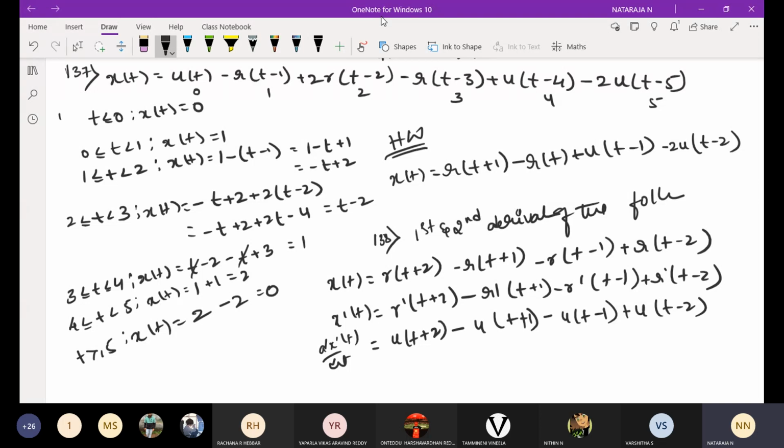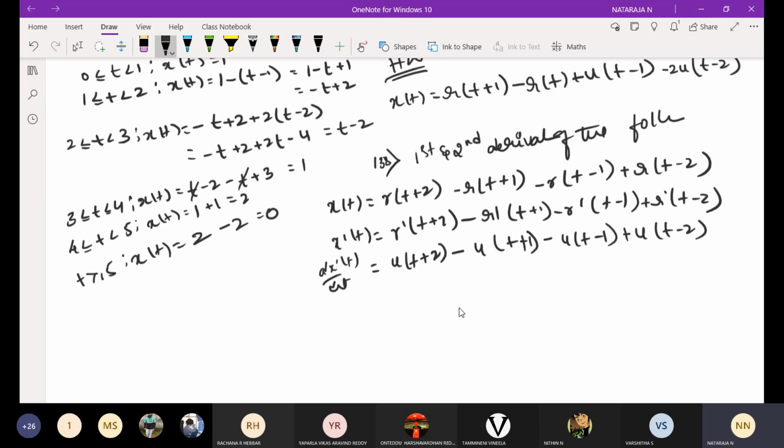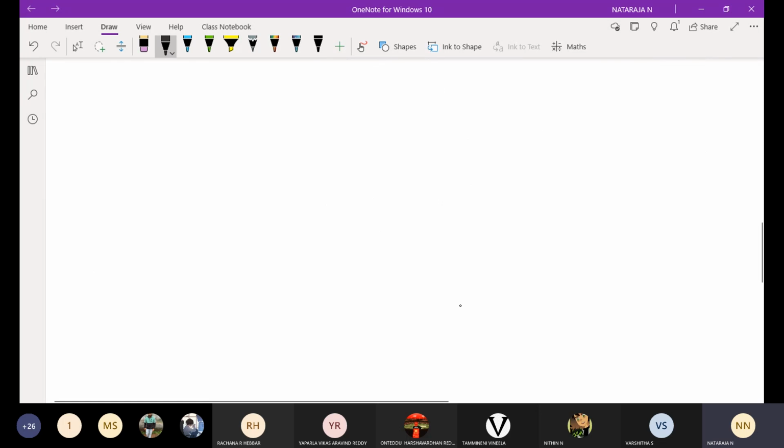What is the procedure? For t less than minus 2, it will be 0. From minus 2 to minus 1, it will be 1. Then from minus 1 to plus 1, adding the previous output with minus 1, you get 0. Like that, you have to sketch the given signal. This is your first derivative. Then we need to derive the second derivative.